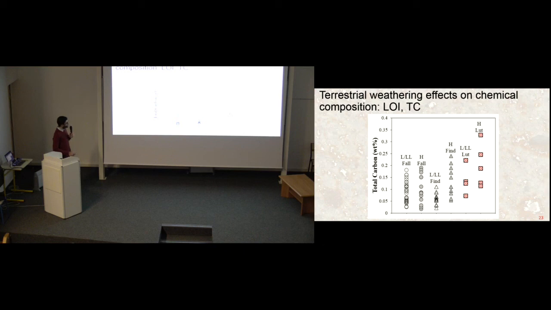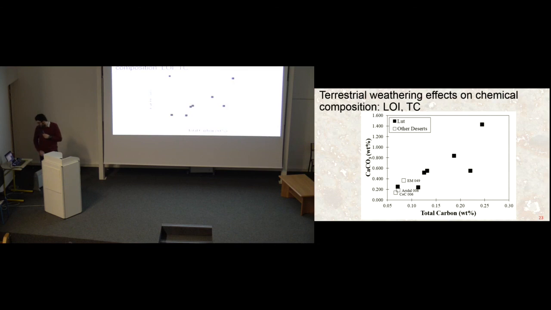But when we focus on the meteorites from the Lut Desert, here we have different meteorites, fall meteorites, the abundance of carbon from fall meteorites, and the abundance of carbon in meteorites found in different deserts. These are the data for Lut Desert meteorites. When we compare it with the others, we see that the meteorites from Lut have more carbon than meteorites from the other hot deserts and also from the falls.